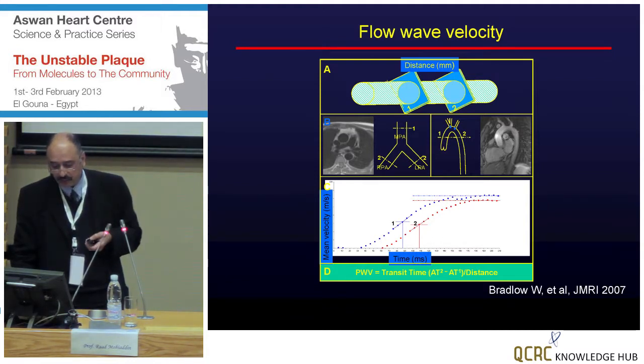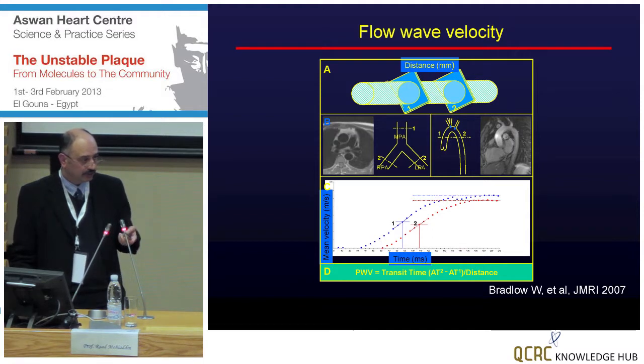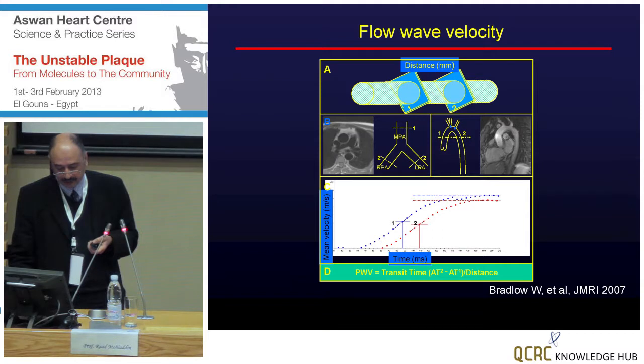That can be used in a number of vascular beds. You can work out the distance between anatomical areas, for example, from 1 to 2 in the aorta, and at the same time, you can work out the transit time for the flow wave to go from 1 to 2 by looking at the flow curve against time. And from distance and time, you can work out the velocity of the propagation.